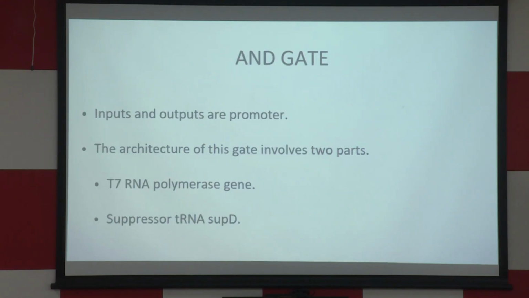For this AND gate, inputs and outputs were chosen to be promoters, because in a cell, if the inputs and outputs are promoters, then we can either use the output to express a gene, or we can use it as input for another circuit. For this one, they used the T7 RNA polymerase gene and one suppressor tRNA.